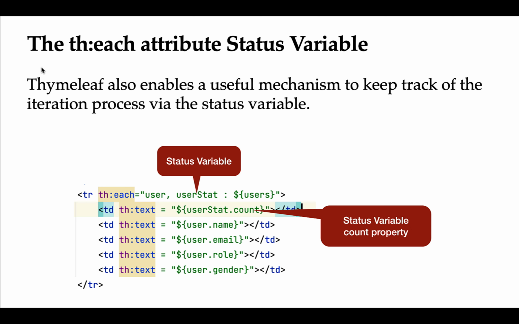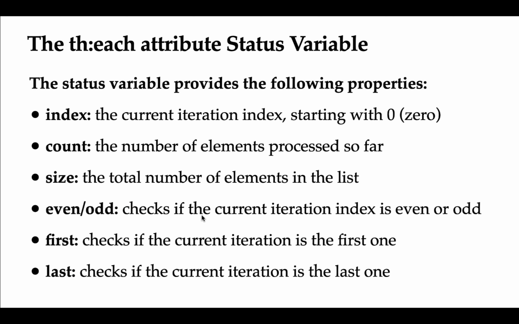In this lecture, we will take a look into th:each attribute status variable. Thymeleaf also enables a useful mechanism to keep track of the iteration process via status variable. For example, we need to specify the status variable like this. We just need to put a comma, after that a status variable name, and the status variable provides different properties like count property to get the current count of the iteration process. If you notice here, the status variable provides a couple of properties like index, count, size, even or odd, first and last. So let me go ahead and demonstrate the usage of all these status variable properties.